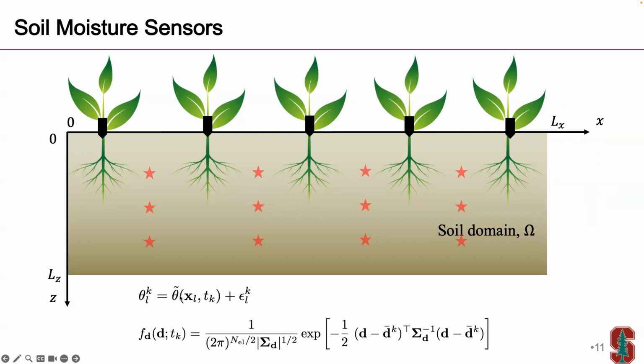And the difference between the observed soil moisture, theta KL, where L denotes the location and K is the time step, and the true value of the soil moisture is due to a random measurement error. And we model this random error as zero-mean Gaussian white noise, and the data vector is characterized by this multivariate Gaussian PDF.